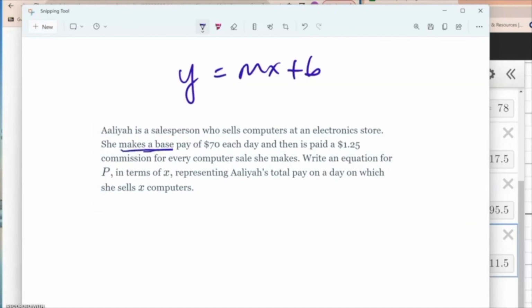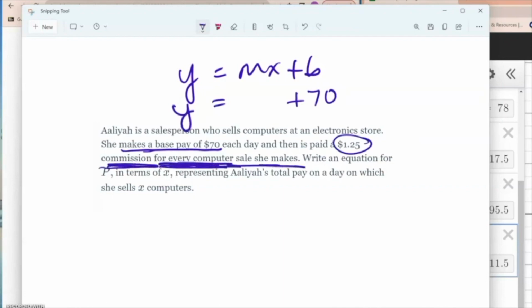She makes a base pay of 70. What's that? How it's changing or what it is? It is what it is. So that's plus 70 because it's $70, positive. All right, how is it changing? It's changing at 1.25 commission for every computer she makes. So 1.25, is that positive or negative? It's positive because she makes the 1.25. She doesn't pay 1.25, so it's positive.